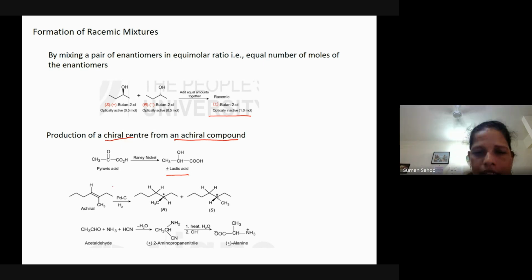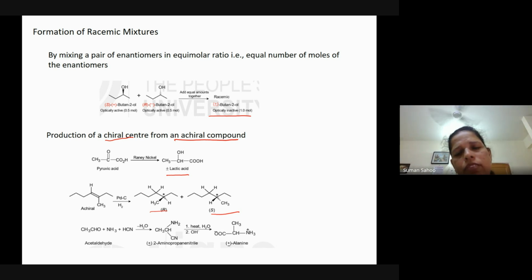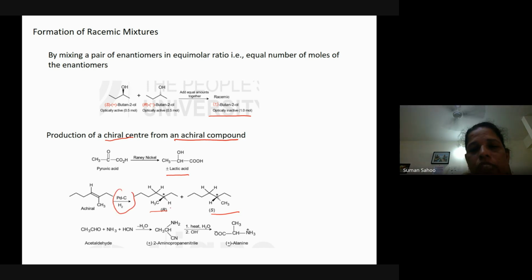Or any hydrogenation of a carbon-carbon double bond also gives you an equimolar ratio of R and S. Then if a chiral catalyst comes in, one will be preferentially formed, R over S, but that needs some specific catalyst. But in normal conditions, you would get a mixture of R and S.